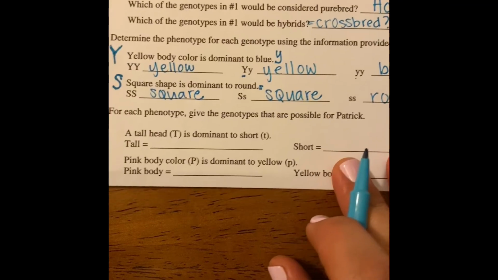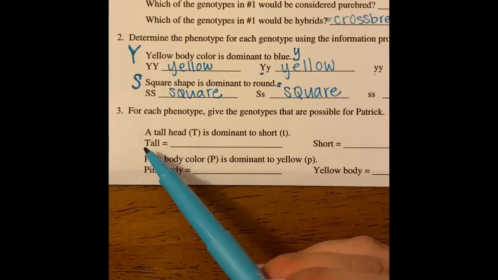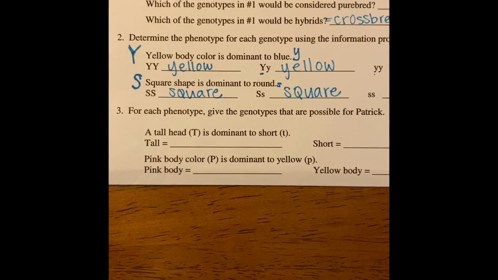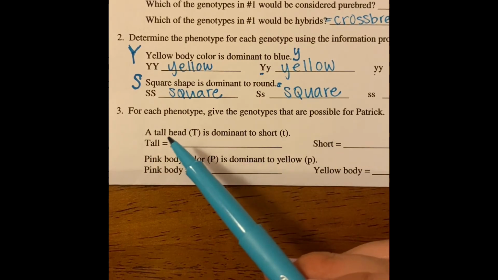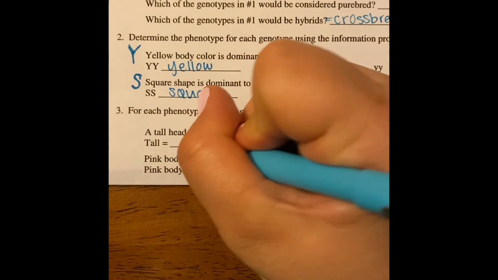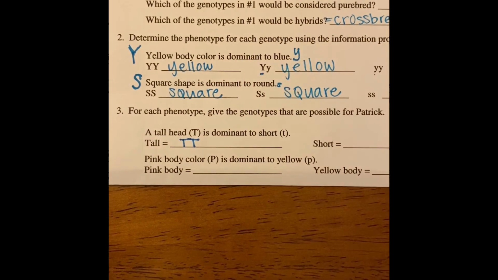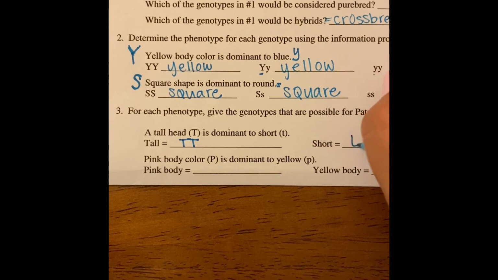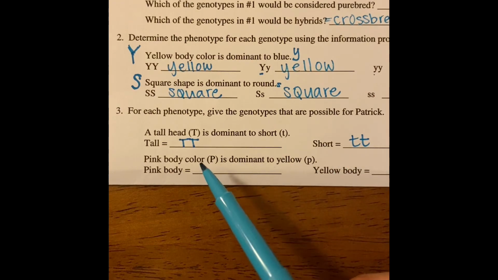And we're going to do the opposite next. It's giving us the phenotype, or what we see, and we need to determine what their genotype would be, or what their letter combination would be. We have tall and short. It's telling us to use big T's for tall and little T's for short. So again, pretty obvious. Tall, we must have two big letters together. And short, two little letters, okay? Those are both the homozygous genotype.